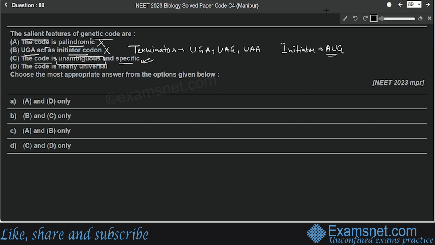Then the last one is the code is nearly universal. This is also correct. It is nearly universal. That means the same codon specifies the same amino acids in all organisms with a few minor exceptions. So these two statements C and D are correct. C and D only. That means option D will be the correct answer.